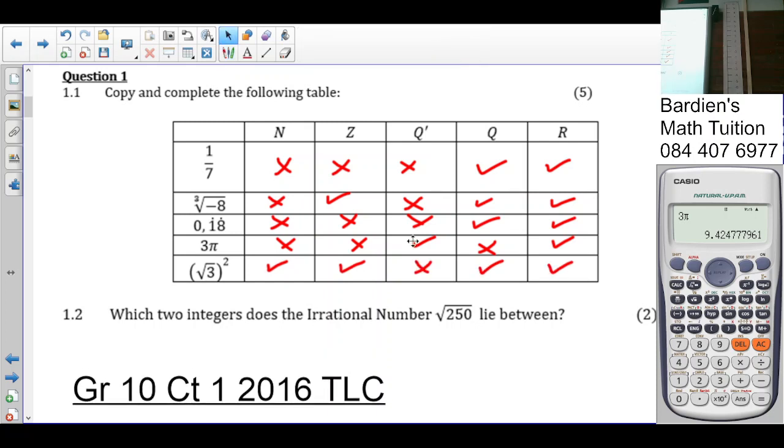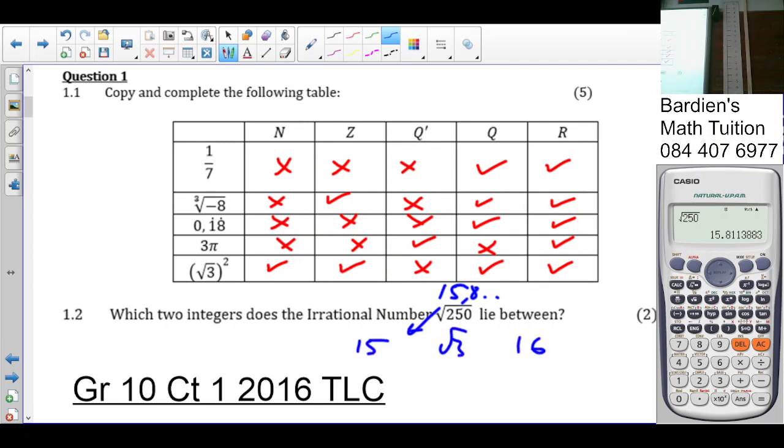In question 1.2, it says, between which two integers does the irrational number square root of 250 lie? So it's going to be 15,8 something. So of course it's between 15 and 16. The square root of 250 lies between 15 and 16.